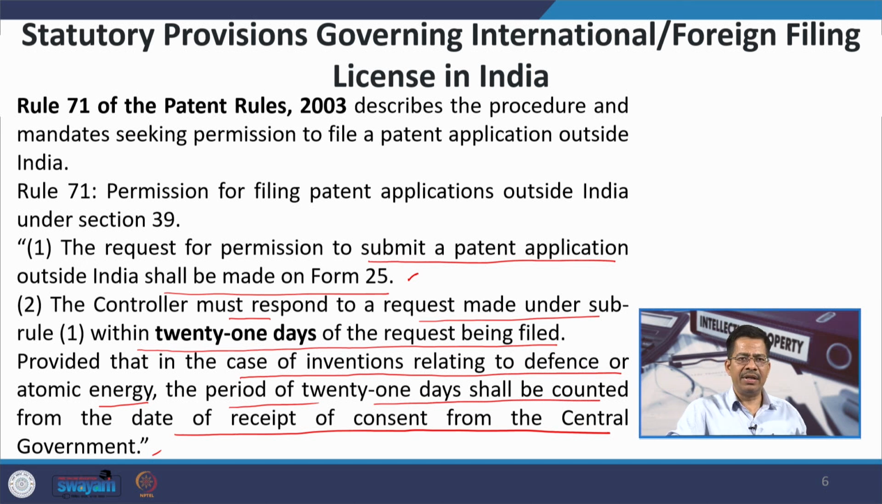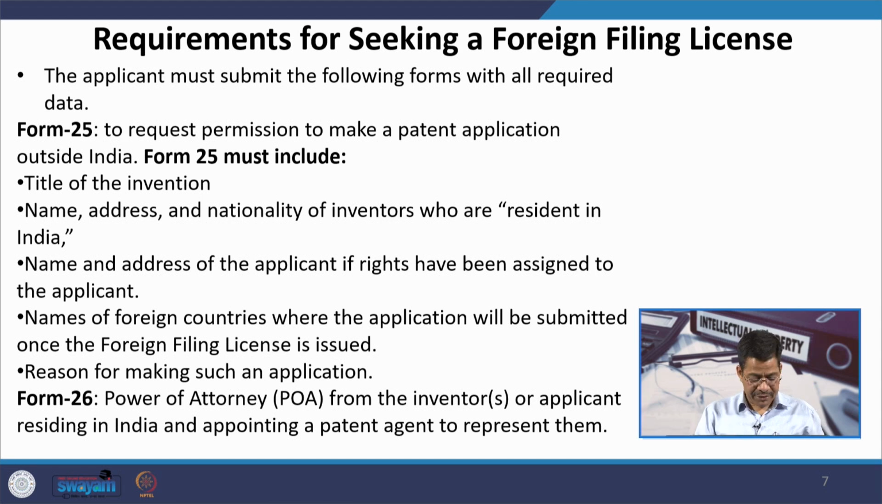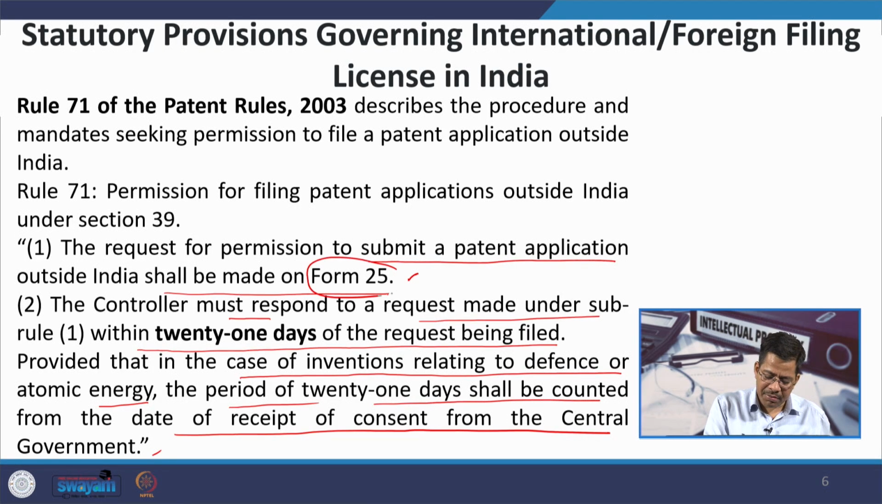So, these things are generally discouraged unless there is a very high level MOU between two countries, and at the national government levels two countries are working together on that type of research. So, it is generally avoided for anything related to national security, and for all types of commercial IPs the period of 21 days is there for getting the answer from the controller office on your FFL request. Now, form 25 which I mentioned is required for making the application for FFL request.